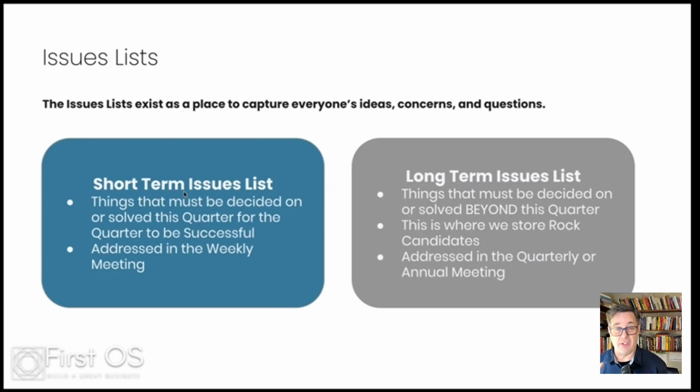So we needed two different lists. The short-term issues list. This is the list where we are going to capture all the things we need to deal with this quarter to have a successful quarter. And that's our filter for that. We want to make sure that we're not thinking about things for the long term. We're not getting distracted by things that aren't important for right now.